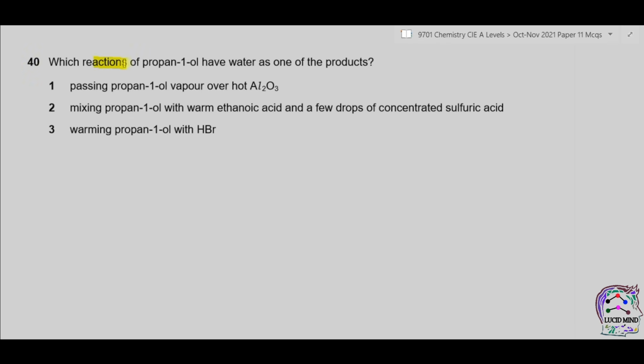Question 40. Which reactions of propan-1-ol have water as one of the products? Propan-1-ol is CH3CH2CH2OH. Number 1, passing propan-1-ol vapor over hot aluminium oxide. Now this can remove water. OH from one carbon and a hydrogen atom from the second carbon are removed and an alkene is formed.